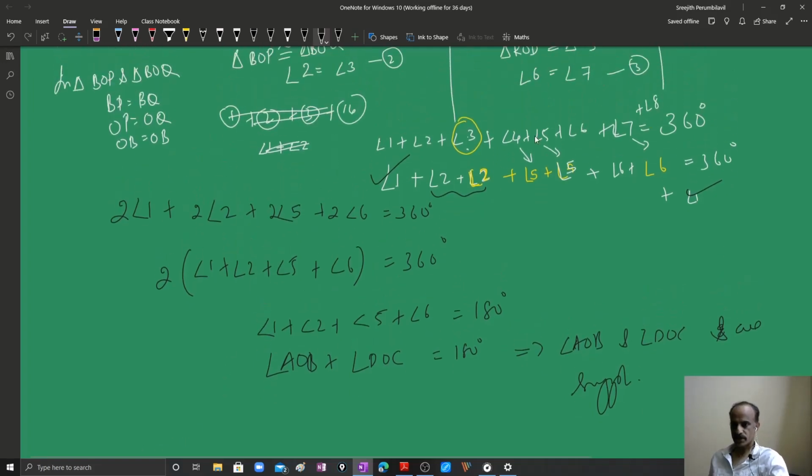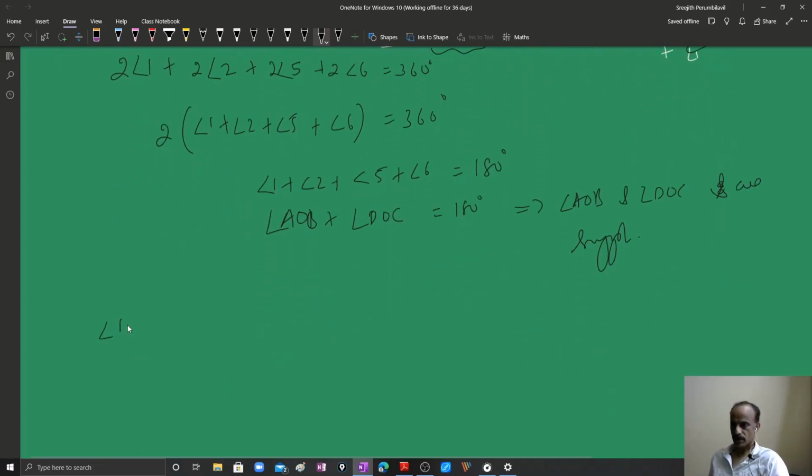Similarly, now when you substitute, angle 1 plus angle 2 plus angle 3 plus angle 4 plus angle 5 plus angle 6 plus angle 7 plus angle 8 is equal to 360 degrees.